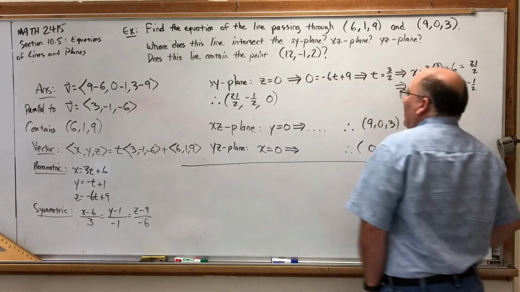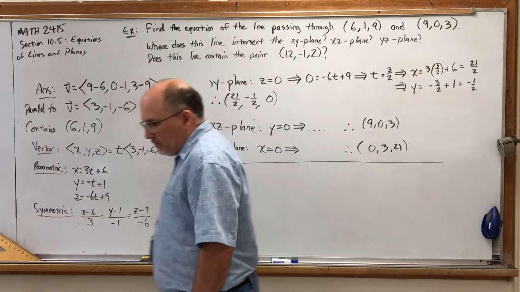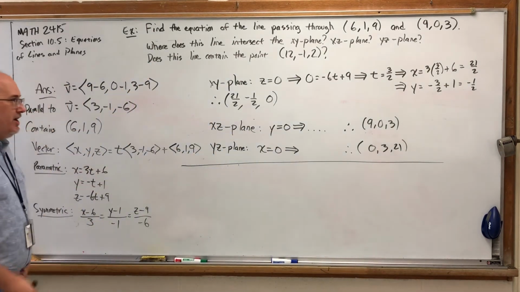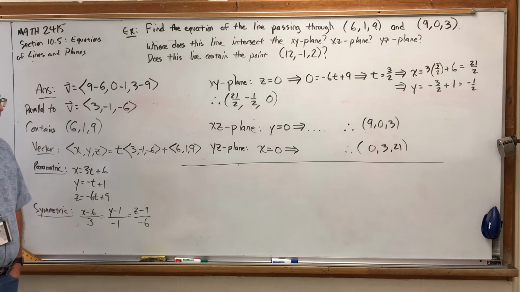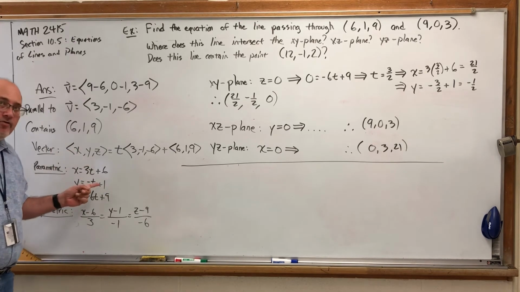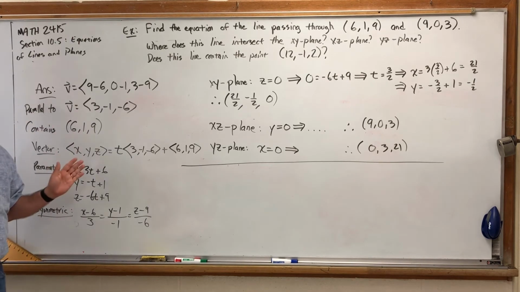All right, so we have one more question. Does this line contain the point 12, negative 1, 2? If you have the equation or equations of a line, there's a straightforward way to see if a point belongs on the line. Namely, is there a unique value of the parameter that generates that ordered triple? To answer that question and possibly locate that parameter, just pick one of the coordinates and see what its t has to be.